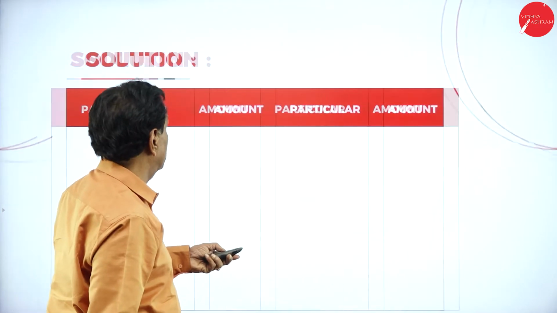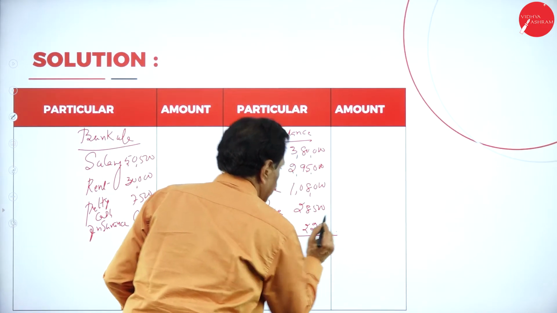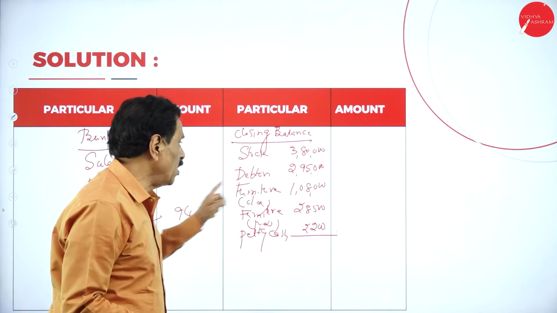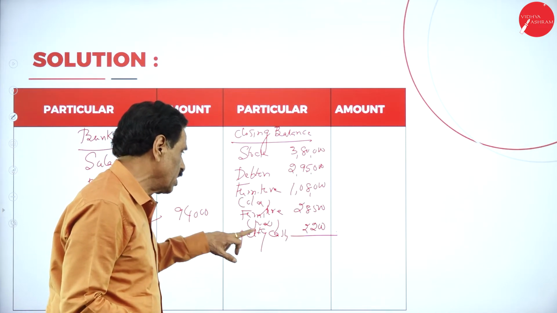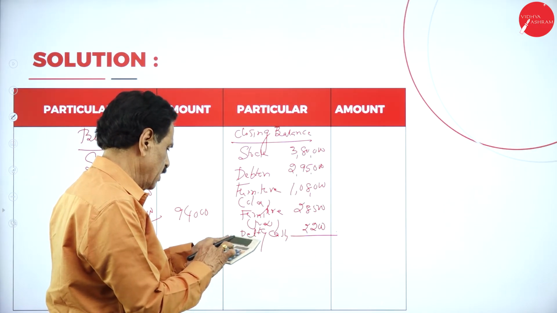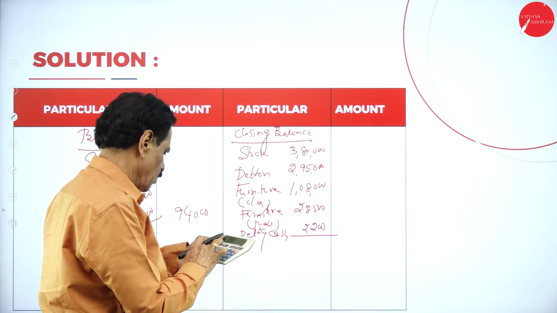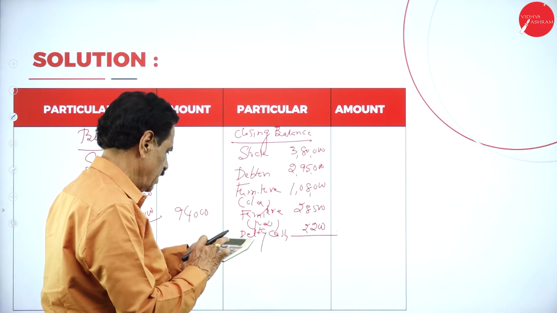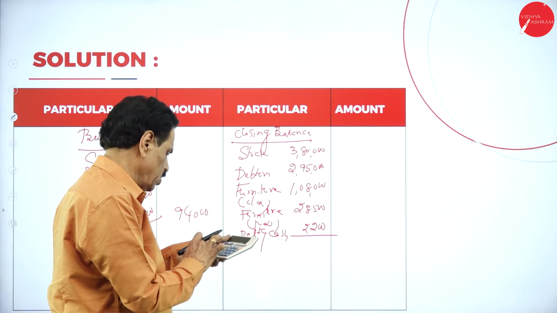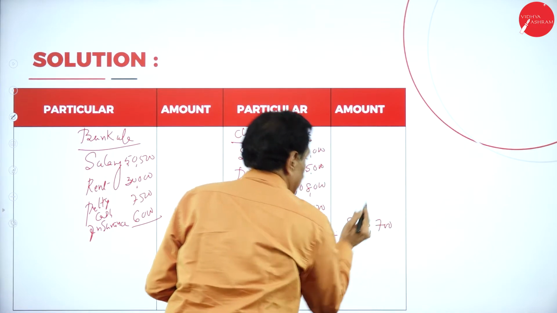Then petty cash closing. You calculate the closing petty cash now. It is 2,200. Add the figure. This is closing stock, closing debtor, closing furniture old and new, closing petty cash. 3,80,000 plus 2,95,000 plus 1,08,000 plus 28,500 plus 2,200 is 8,13,700.